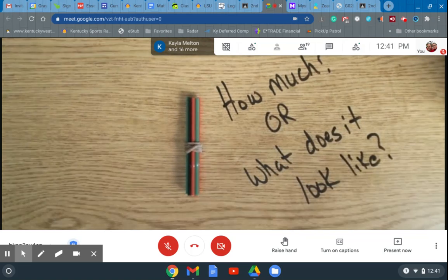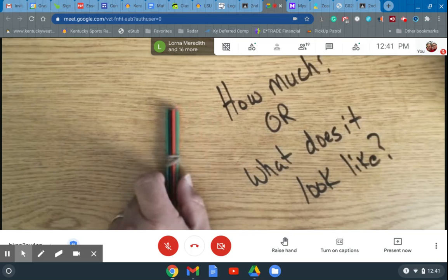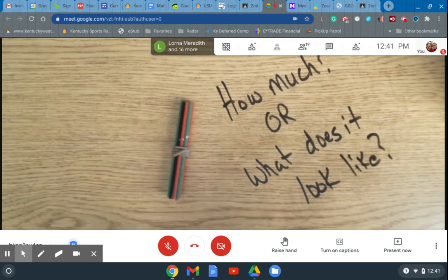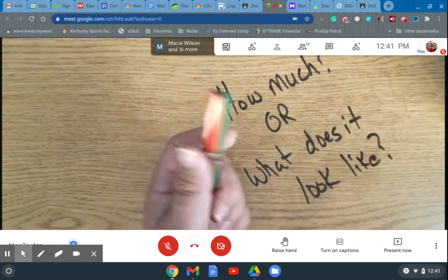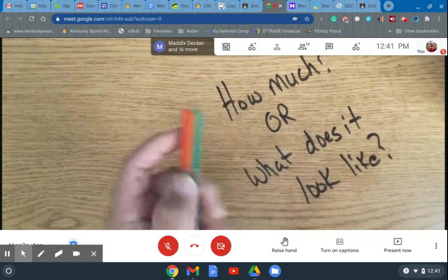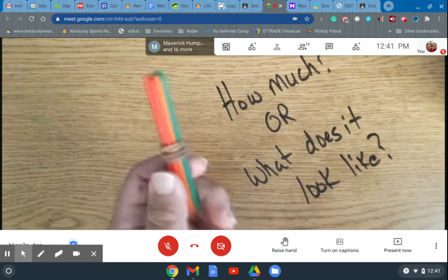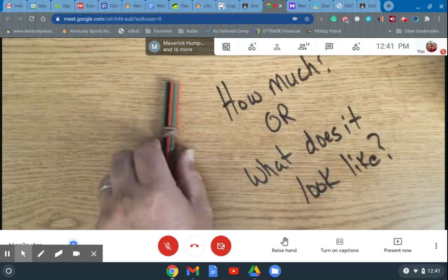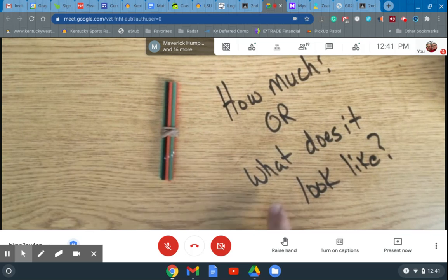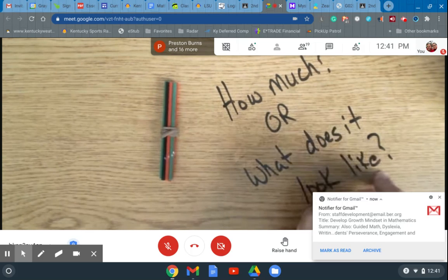Hands up if you know. How much is this? Austin, talk to me. How much is this? It's 10, right? Callie told us it was 10. I put a rubber band around it, so I knew it was 10, and it's 10. That's how much, or that's the total I've got here, okay? Great job, Austin.